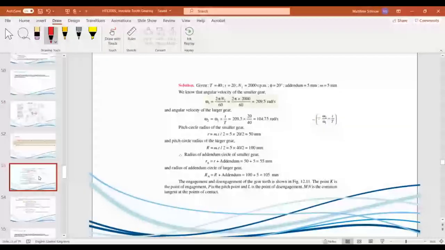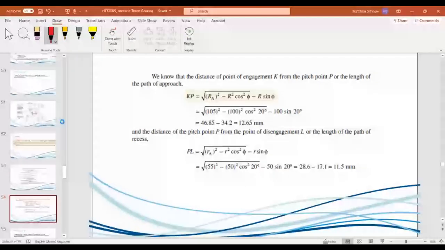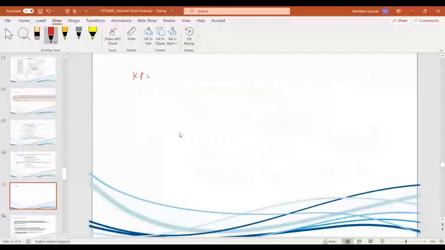So that's what I said. You can see the procedure is essentially the same. So I'm just going to have it here first. My KP is going to be 12.65 millimeters. That's the path of approach, and the path of recess was 11.5.